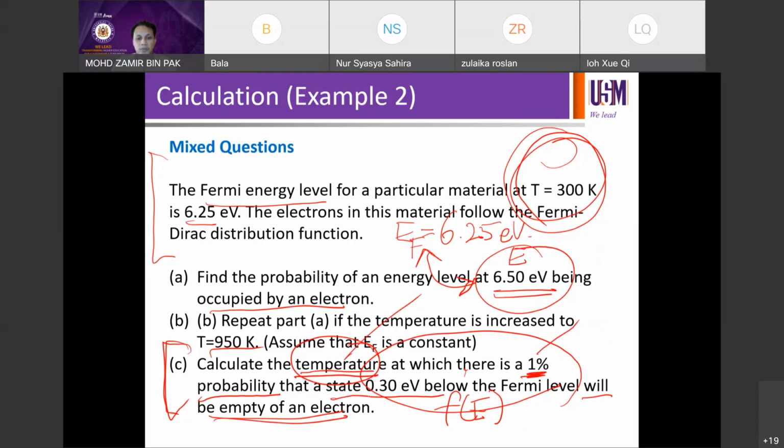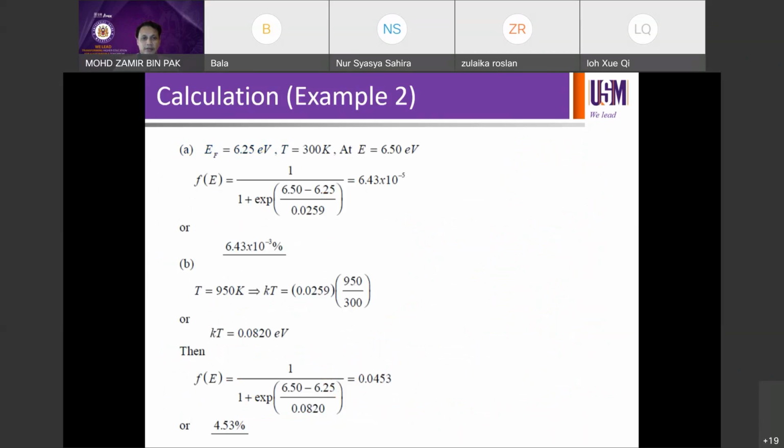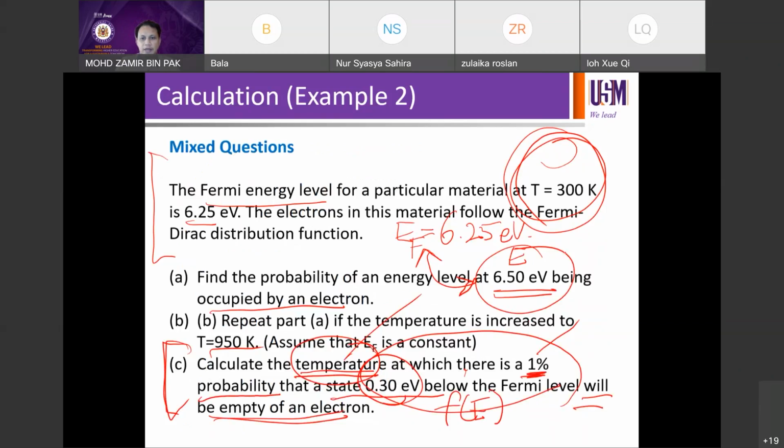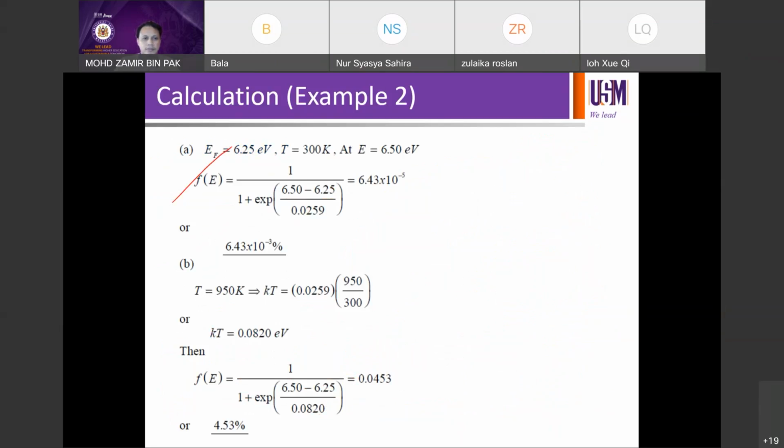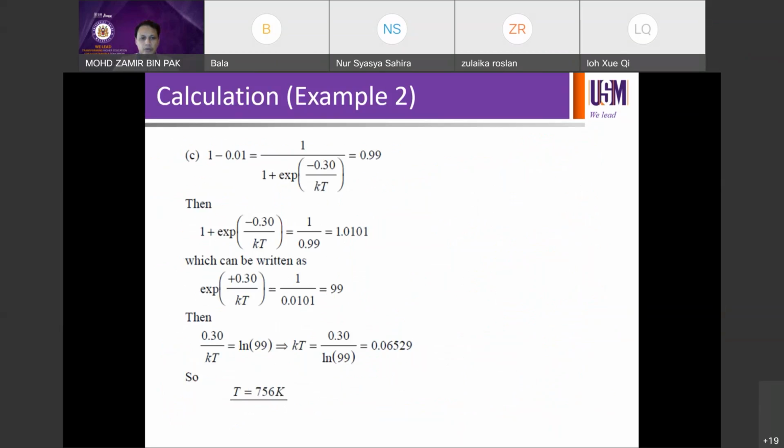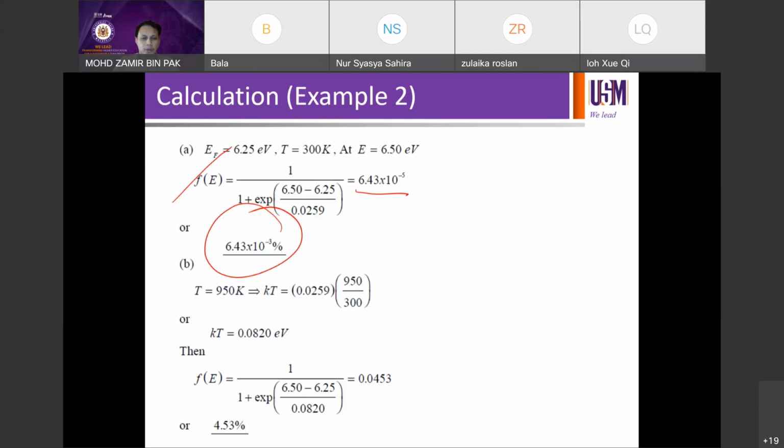That a state 0.3 eV below the Fermi level, below EF, will be empty of an electron. Another trick, if you like, right? So let's have a look. Let you go through it yourself. Let me just briefly show you what's going on here. So the first one is very clear. As long as you get your E and EF right, there's no reason for you to get this wrong, right? So Fe is equal to this, or you can be consistent in terms of percentage if you want to. When you increase temperature, you have to do the very same thing, except you have to ratio between 950 and 300.